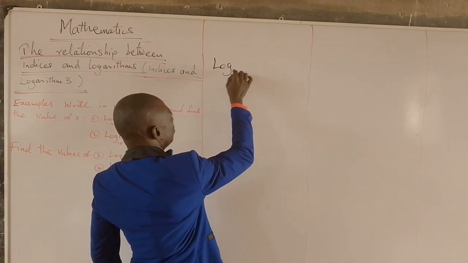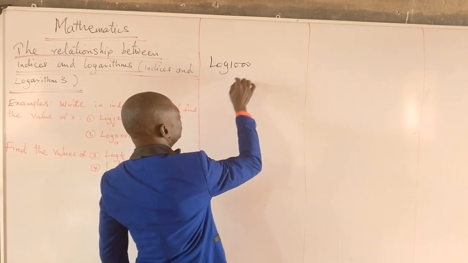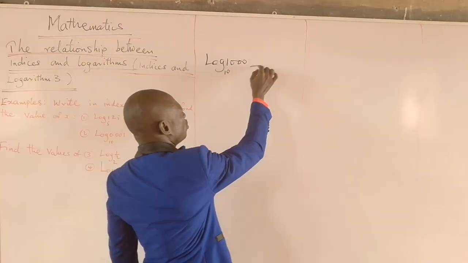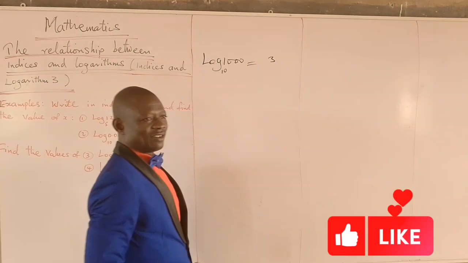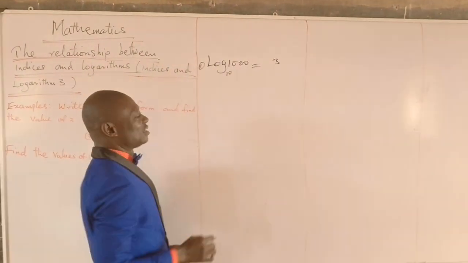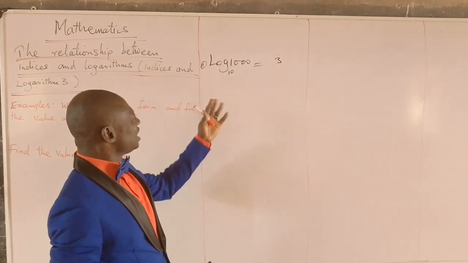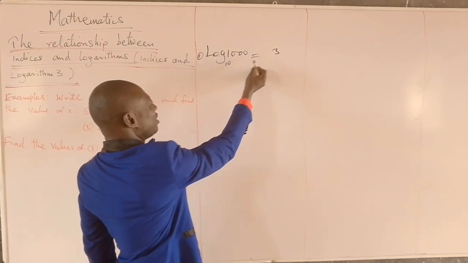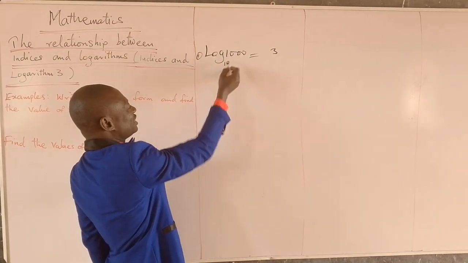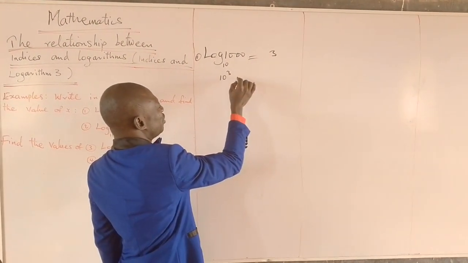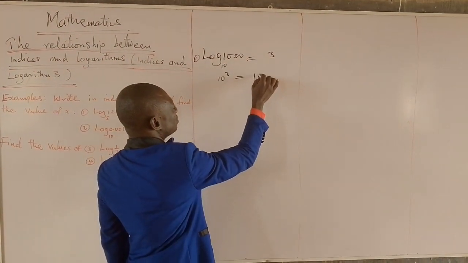log 1000 in base 10 is equal to 3. Assuming this is the first one, number 1, then we can change this to indices. Assuming we bring this 3 to be the index of this 10, then 10 raised to the power 3 will equal 1000.